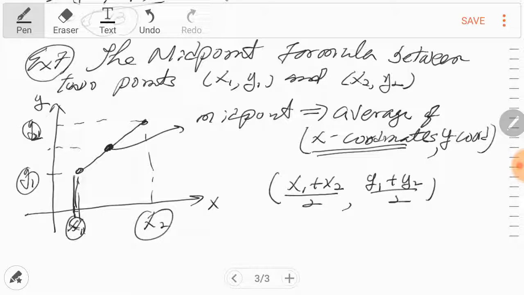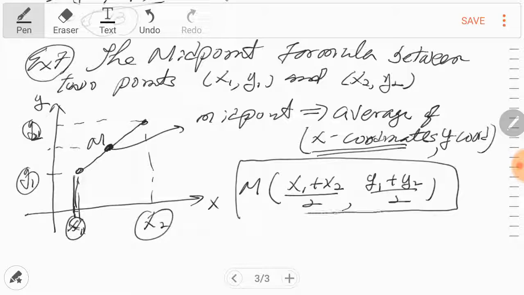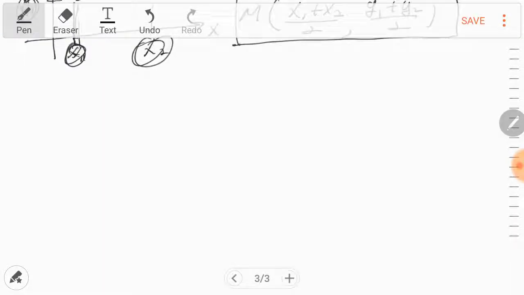So this is the midpoint between 2 points. So the formula. Okay, how do you find the x coordinate and the y coordinate of the midpoint between 2 points? It is the average. So find the average of the x coordinates and the average of the y coordinates. That's the midpoint. So for example, find the midpoint of these 2 points.